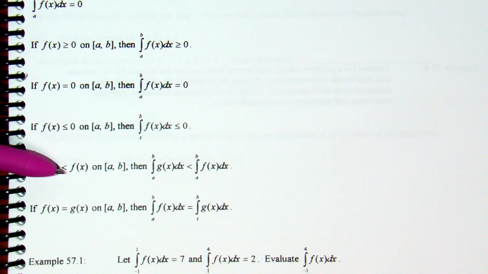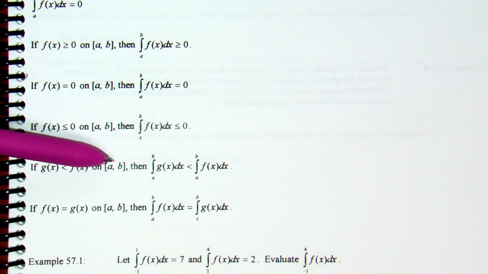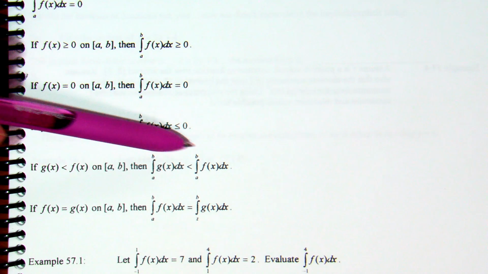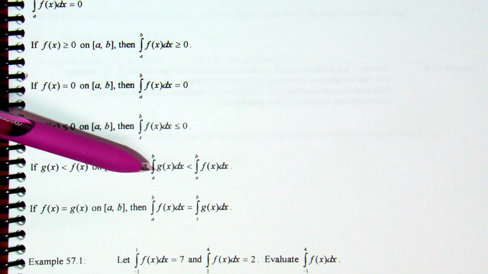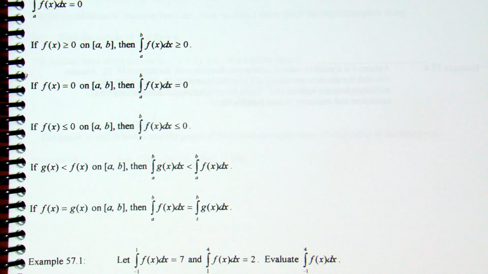If g of x is less than f of x, so if one function is less than the other in terms of values on an interval from a to b, then the integrals are also less. So if g is less than f, then the integral of g is less than the integral of f. Same idea here: if f and g are equal, then their integrals are equal. Again, just some basics summarizing. There's only so much I can actually talk about on those. Let's go into some examples.